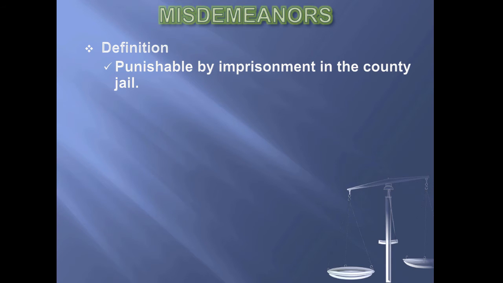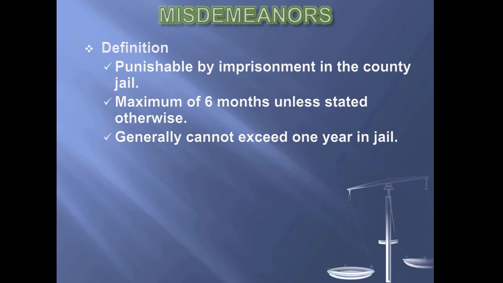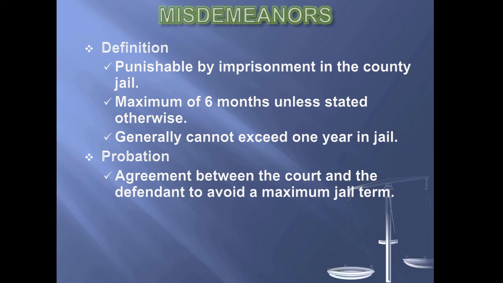Misdemeanors, punishable by county jail or a fine. It's a maximum of 6 months unless stated otherwise. So the statute will say 12 months sometimes, but most of the time it's 6 months. But it cannot exceed 1 year in jail, and that's the definition of a misdemeanor. You can get probation for misdemeanors as well, and it's going to be the same type of agreement between the court and the defendant, and that will avoid that jail term.